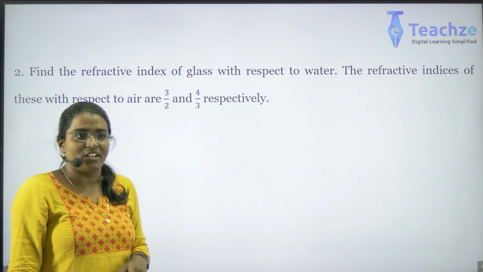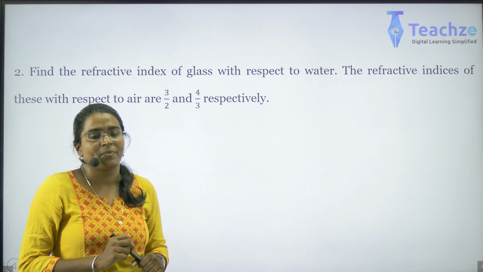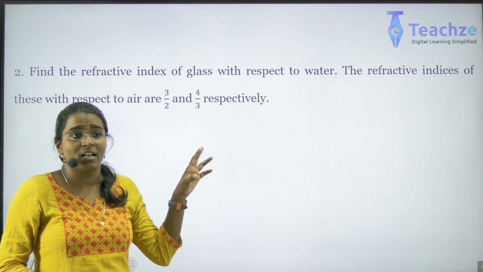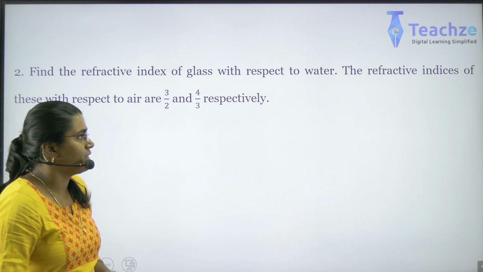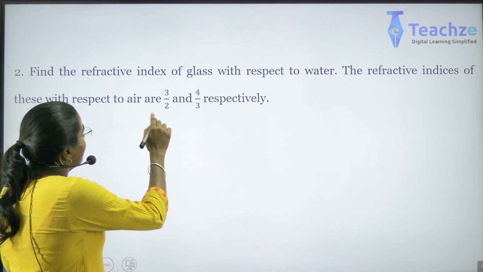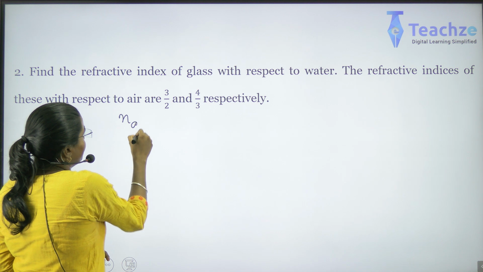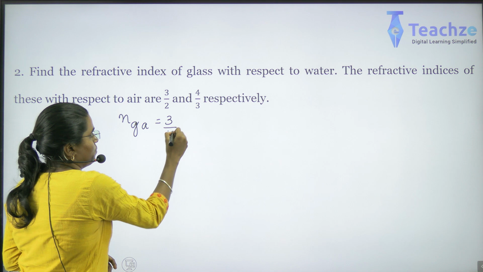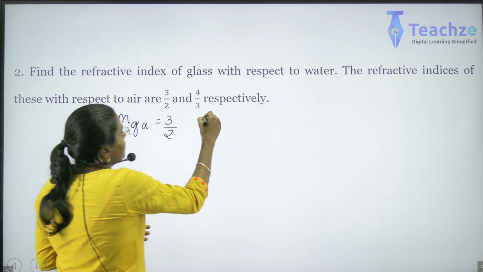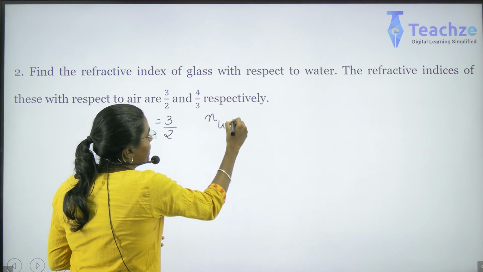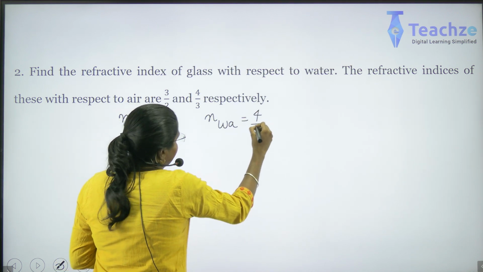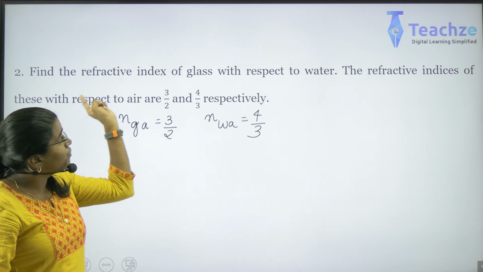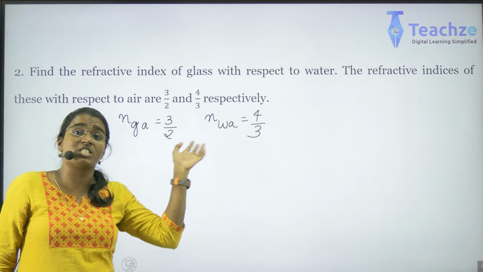Find the refractive index of glass with respect to water. The refractive indices of these with respect to air are 3 by 2 and 4 by 3 respectively. So what is given now? Refractive index of glass with respect to air is given, that is 3 by 2. Then refractive index of water with respect to air is given, which is 4 by 3. But what do we want? We have to find the refractive index of glass with respect to water.